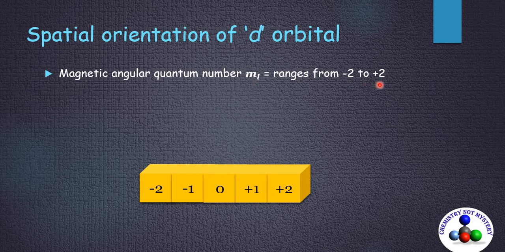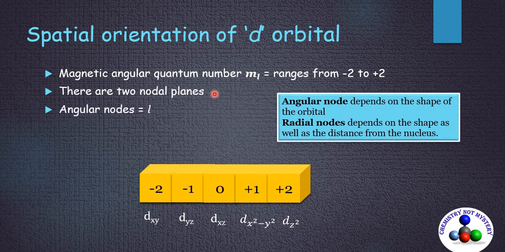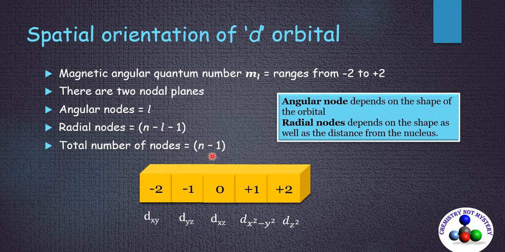In the d orbital, there are 2 nodal planes or 2 types of nodes. Angular node depends on the shape of the orbital, so its value is equal to the value of azimuthal quantum number. Radial node depends on the shape as well as the distance from the nucleus, so its value can be calculated by the formula n minus l minus 1, where n is the principal quantum number and l is the azimuthal quantum number. You can calculate the total number of nodes by using the formula n minus 1.